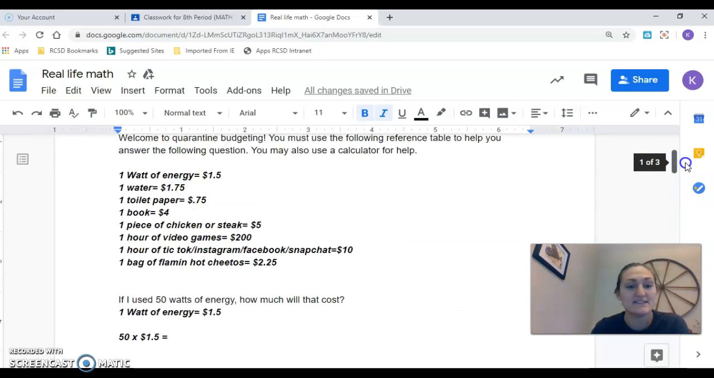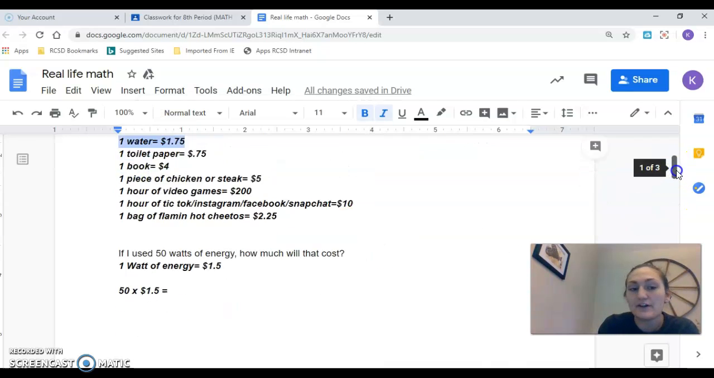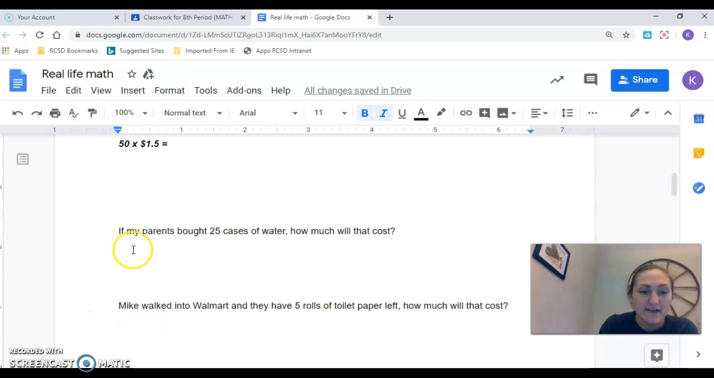Okay, what does 1 case of water cost? 1 case of water is $1.75. Again, I'm not going to delete it. I'm just going to copy it. So I'm doing Control-C, or if I right-click on it, I can go up here to copy. Copying the water, 1 water is $1.75. And again, I'm going to paste it right here.